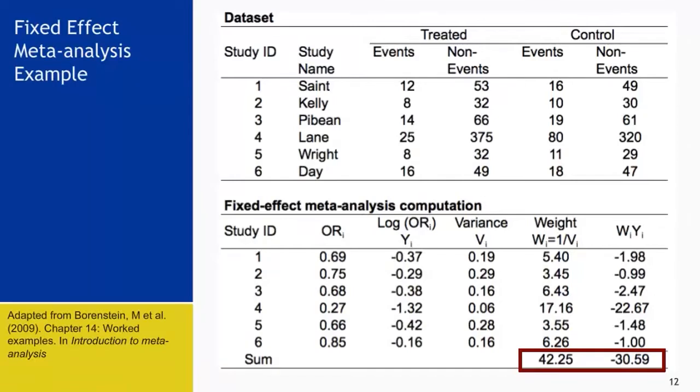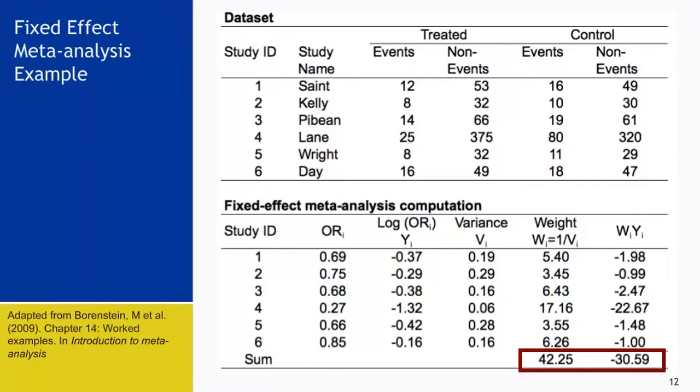Now we're going to plug in some numbers to the equations I just showed you and see how these play out. So here we have a data set where each row is the results from one study. Together we have 6 studies. And for each trial, there are treated participants and untreated participants, the comparison group. And you will have the number of events and non-events from each group denoted as A, B, C, D in this data set. For example, for the first study, under the treated group, there are 12 events and 53 non-events. And under the control group, there are 16 events and 49 non-events.